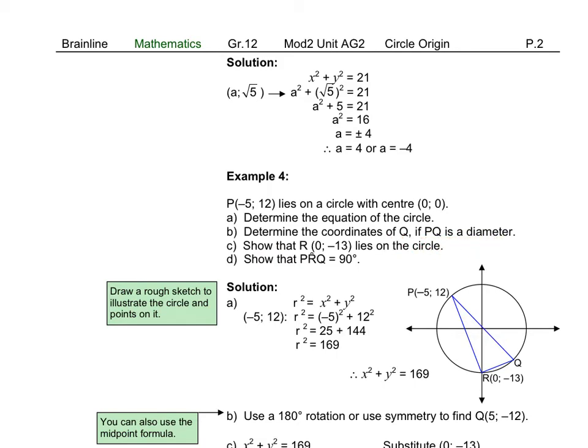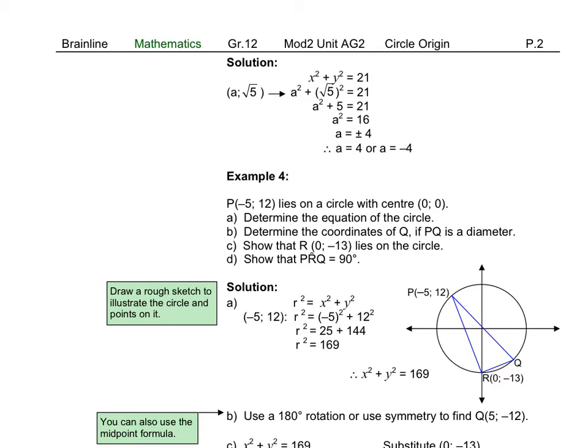Now we need to draw up a rough sketch where we have the given coordinate P, where x is minus 5 and y is 12. And if we have a diameter, it has to be a line that goes through the origin, because the origin is the center of the circle, and a diameter has to go through the center. So in other words, I can estimate that Q will lie more or less here on the circumference of the circle.